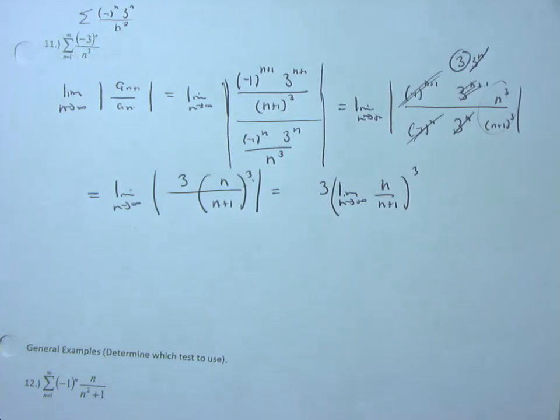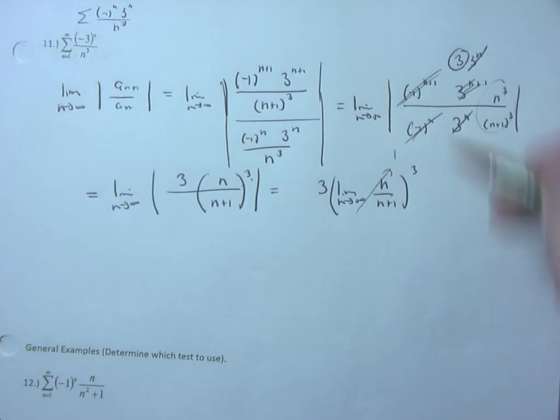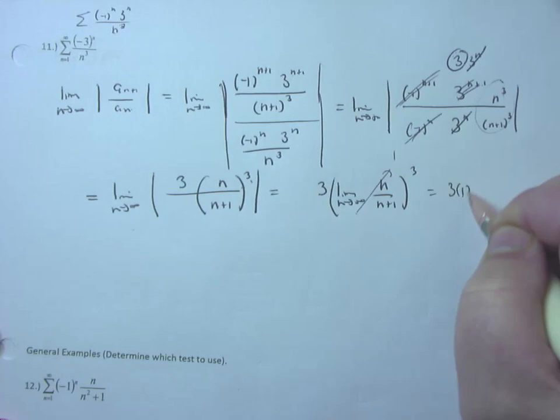But we just did this a few seconds ago. What is the limit as n approaches infinity of n over n plus 1? 1. Degree of the top equals degree of the bottom. You can use L'Hopital's rule if you want to, but it's going to be the ratio of leading coefficients, which is 1. And 1 cubed is 1, so this will be 3 times 1 cubed, which is 1 times 3 is 3.